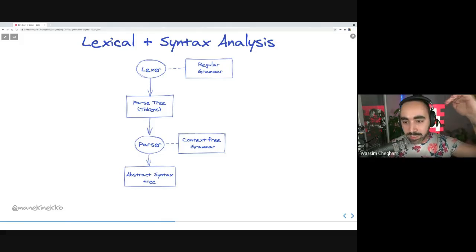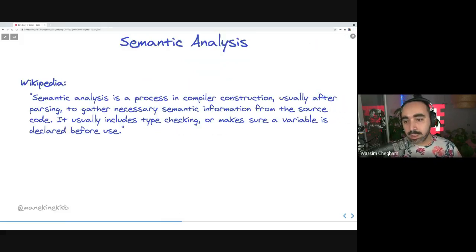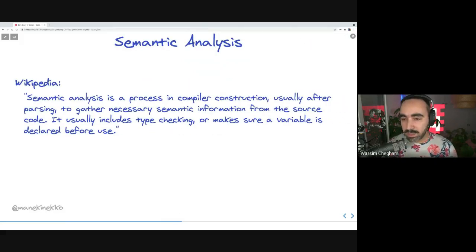We start from a lexer, and we give it a regular grammar, type 3. Then we construct what we call a parse tree, which is basically a tree of tokens, which are then passed to a parser, and then we have our abstract syntax tree. And then in between there is a semantic analysis.